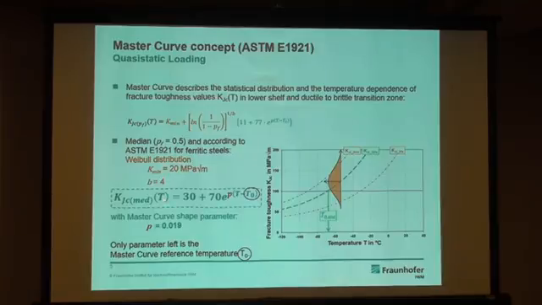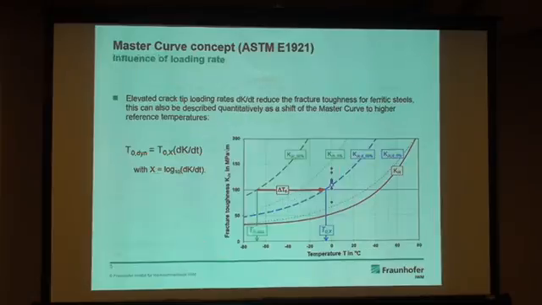We get this more commonly seen formula for the median master curve. Parameter P is here set to 0.019, which determines basically the shape of this curve. And the only parameter which is left is T0, which is the master curve reference temperature. So this is basically the temperature where the master curve reaches 100 megapascal square root meter.